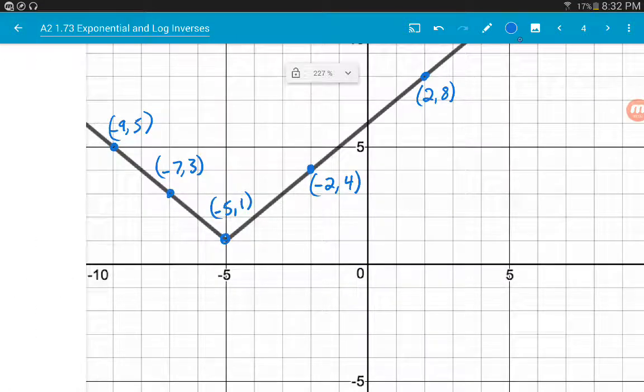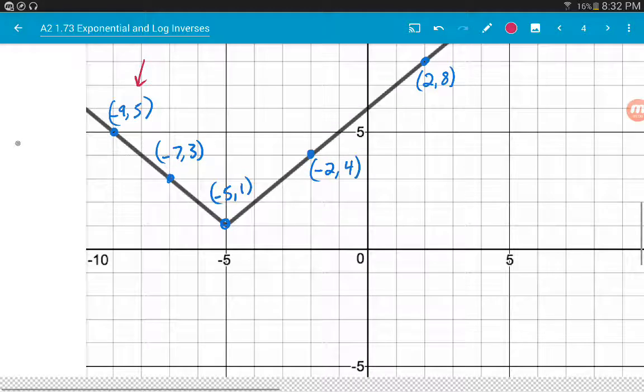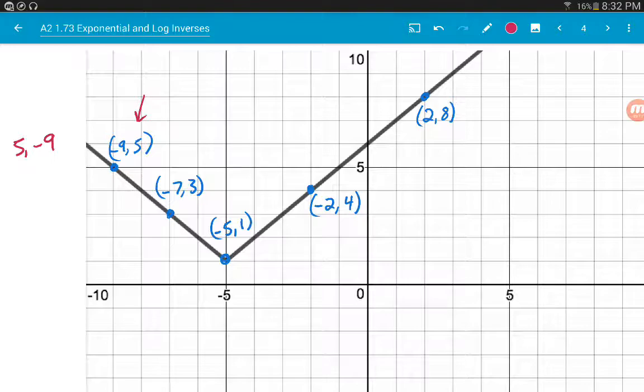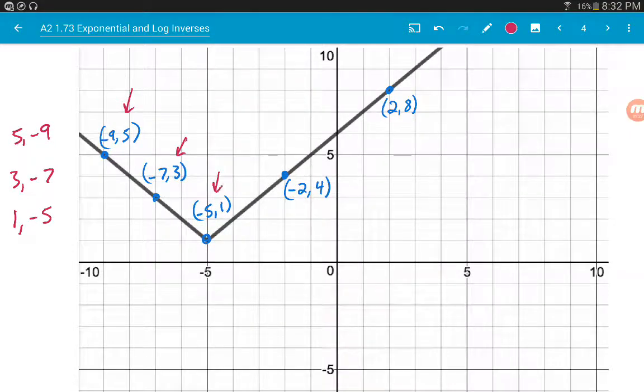Now that I have all these points, I literally just want to switch their x and their y values. So for this one, negative 9, 5, I get 5, negative 9. For negative 7, 3, I get 3, negative 7. For negative 5, 1, I get 1, negative 5. For negative 2, 4, I get 4, negative 2. And for 2, 8, I get 8, 2.